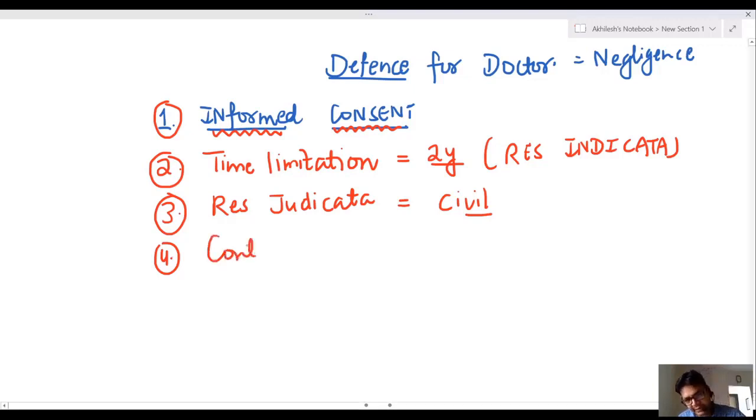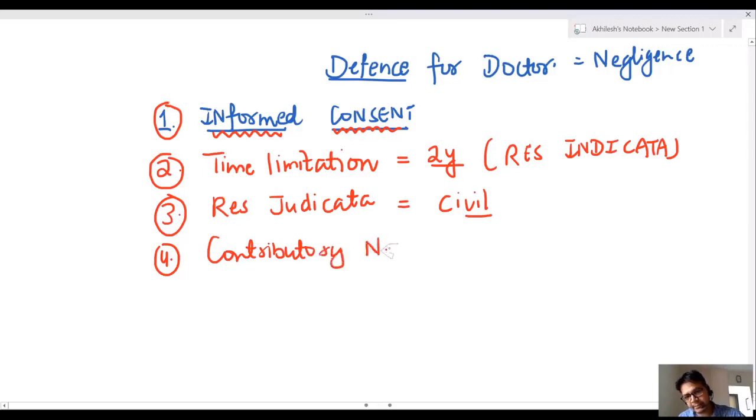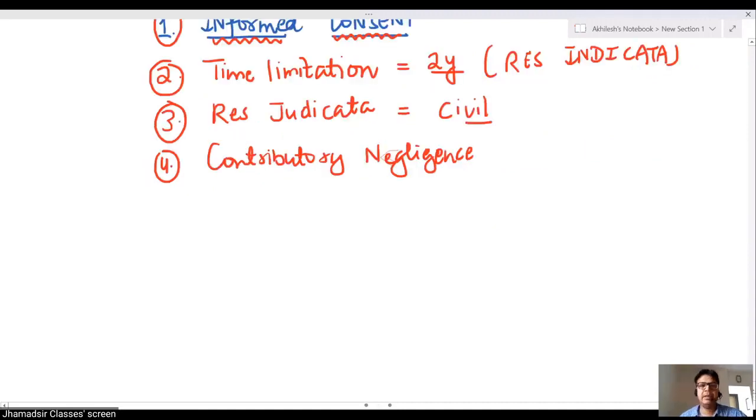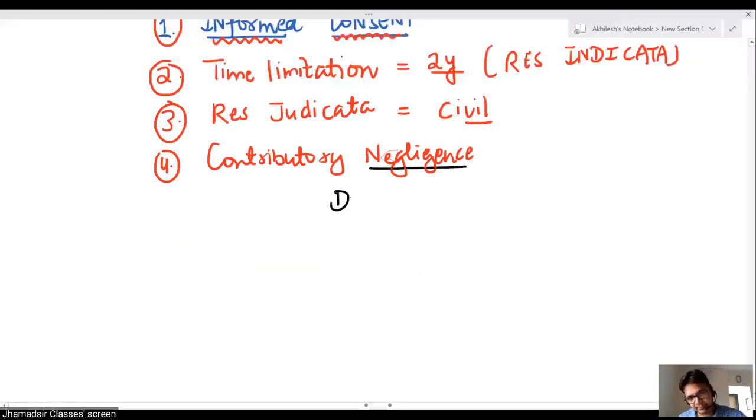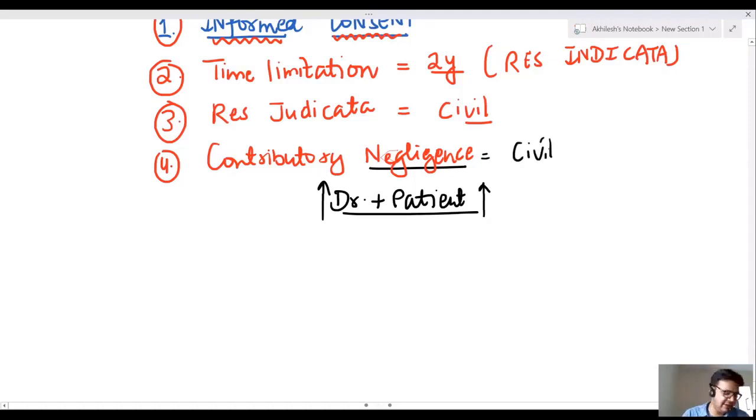Now, the fourth defense is contributory negligence. Sir, what is contributory negligence? Negligence contributed by doctor and patient. Sometimes the doctor is more responsible, sometimes the patient is more responsible. It is also a defense in civil cases.